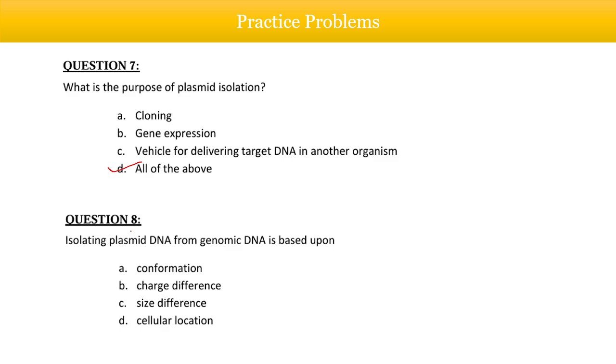Isolating plasmid DNA from genomic DNA. So how do you isolate plasmid DNA from genomic DNA? Based on conformation, charge difference, size difference, cellular localization. So how different is a plasmid DNA from a genomic DNA? Let's see, what do people think?